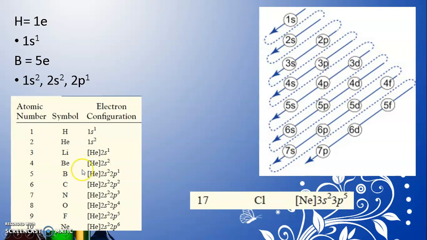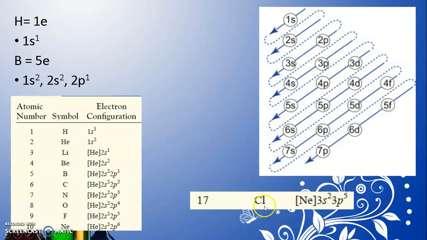Same thing for beryllium, boron, carbon, nitrogen, oxygen, fluorine. Here in neon, you can also use helium and the remaining electrons, but neon is also found in a noble gas configuration. Here, you have boron with 5 electrons. This is one way of writing the electronic configuration: 1s2, 2s2, 2p1. Or the other way is by bracket helium, which is understood to be 1s2, and then 2s2 and 2p1.